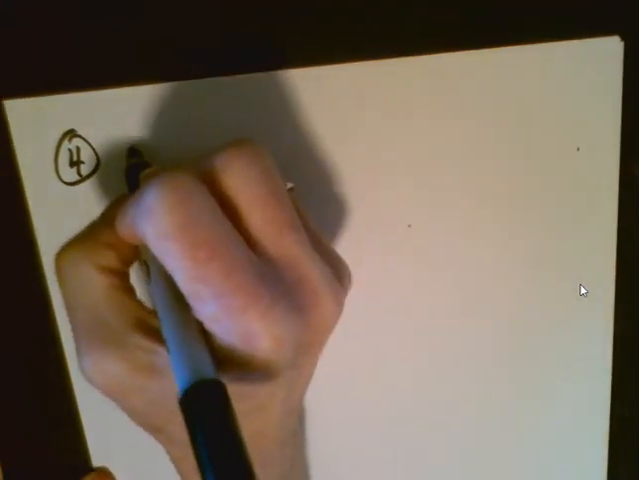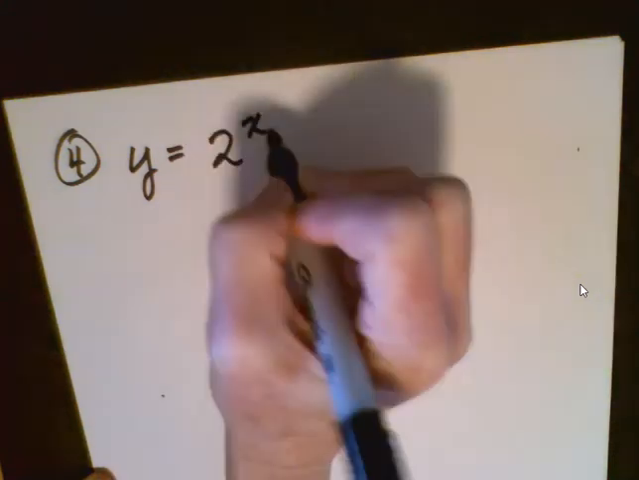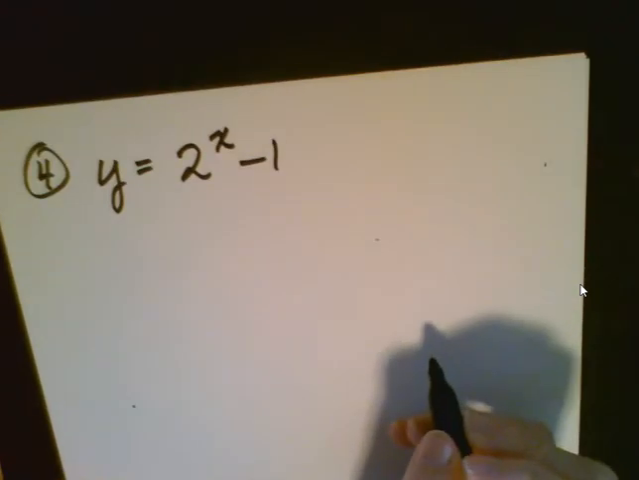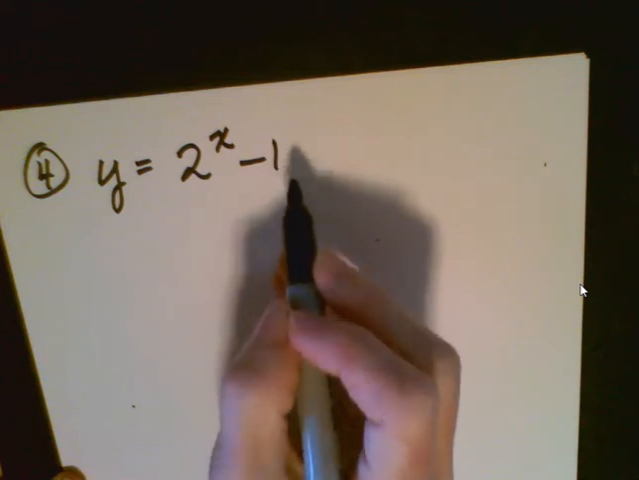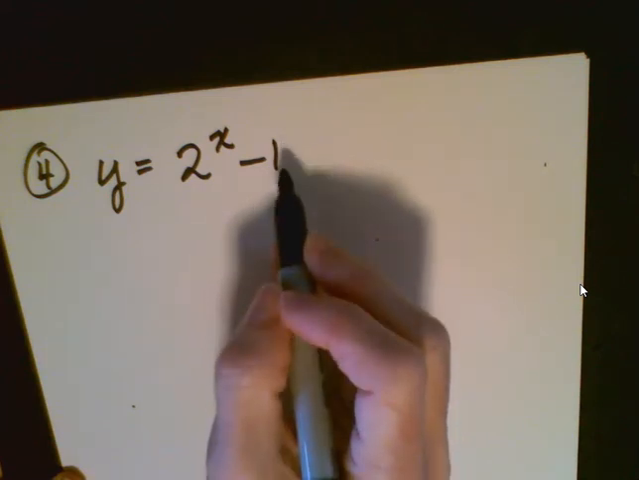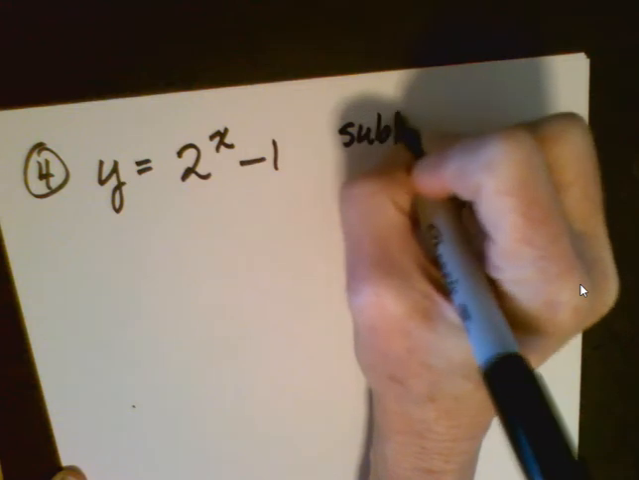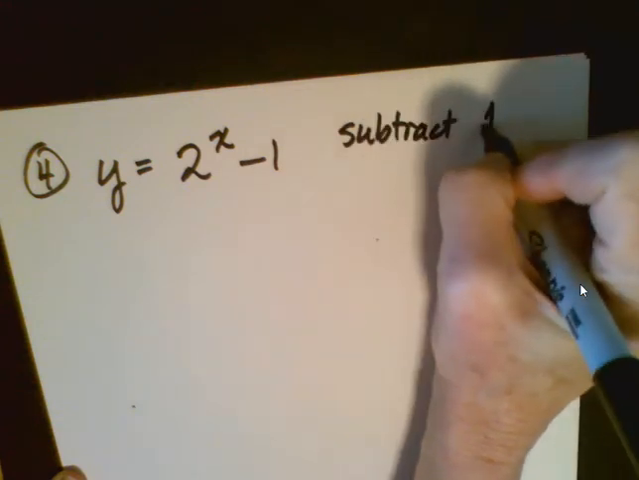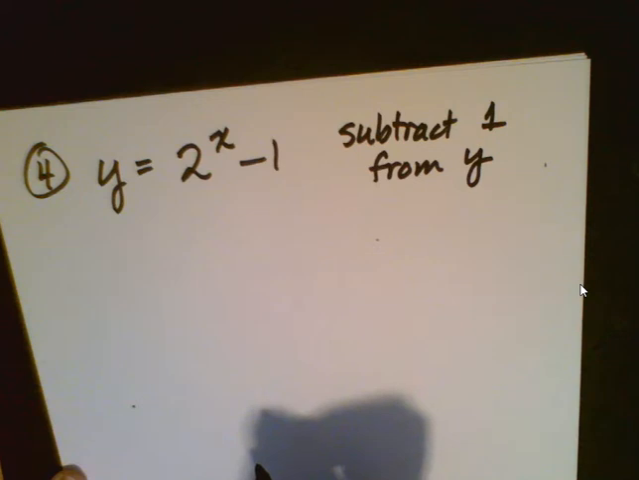Let's see what else we might could do. We could have y equals 2 to the x minus 1. Outside the function, we raise 2 to the x first. This affects the y. Shift down 1. Okay, subtract 1 from y. That's how you'll shift down 1.